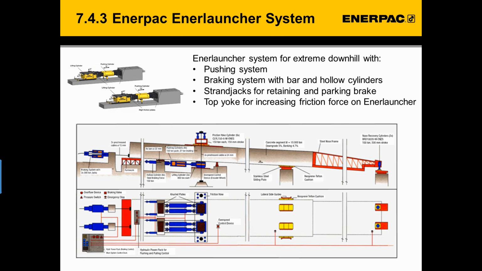In this overview we try to capture the Enerlauncher system for an extreme angled downward bridge displacement. The system needs to contain a pushing system, a braking system with steel bars and hollow cylinders, as we have seen earlier when discussing the spindle bar system, strand jacks for retaining and as parking brake, a top yoke for increasing the friction force on the Enerlauncher, and in this case also the nose recovery cylinder system and lateral guides, as well as side plates.